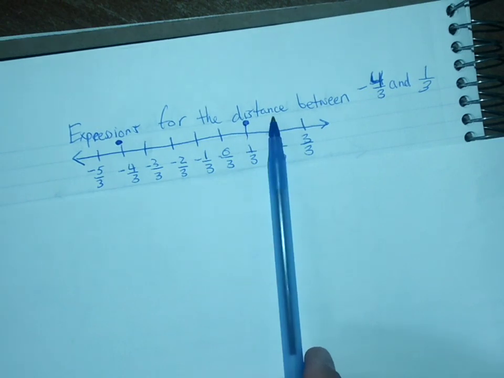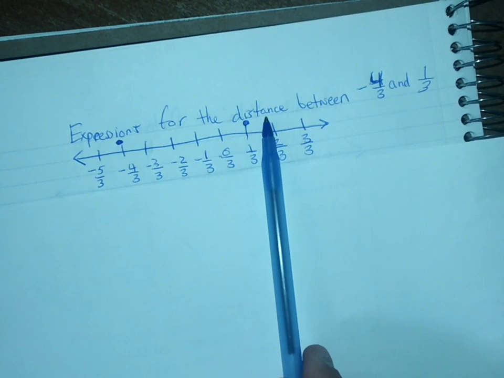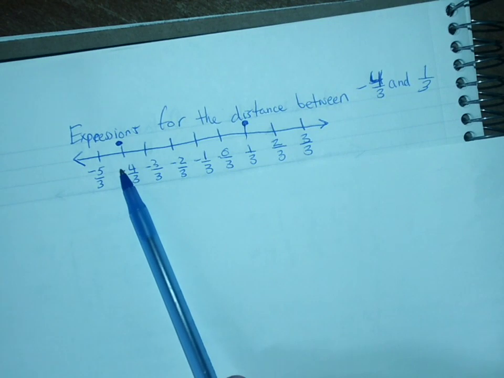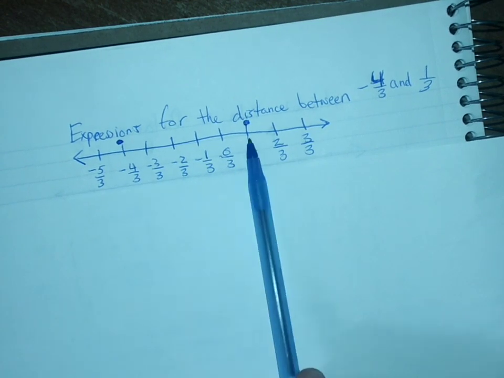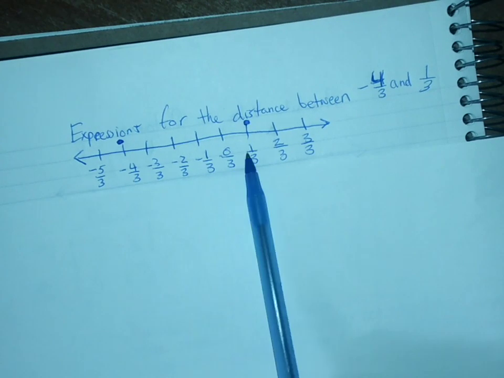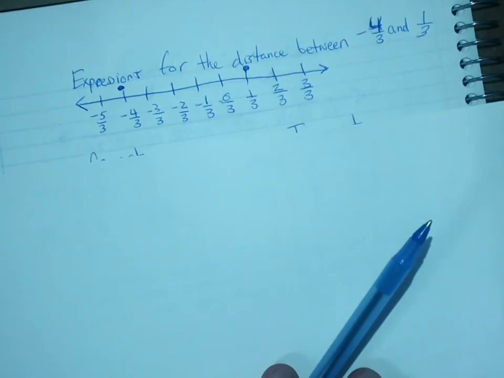I'm sorry, if my house was 1 mile away from the school and your house was 2 miles away from the school, what's the distance between our houses? It's 2 minus 1, which is 1. So the distance here is 1/3 minus -4/3, or -4/3 minus 1/3, as long as you use the absolute value. It doesn't matter the order of the subtraction, as long as you use absolute value.